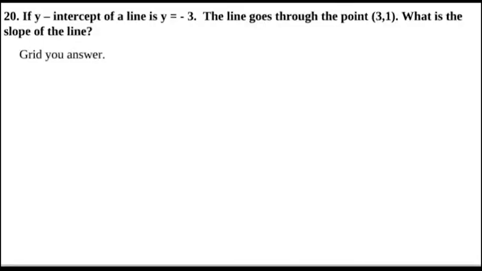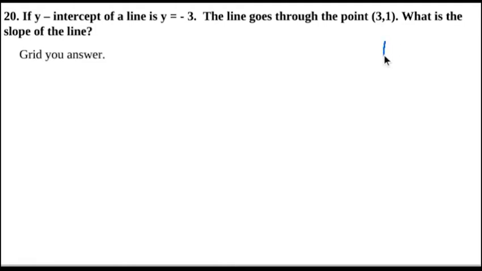Hello everyone, and welcome back to question 20 of the MCQs. If the y-intercept of a line is y is equal to negative 3, the line goes through the point (3, 1). What is the slope of the line? So let's do a sketch before we actually do any calculations.